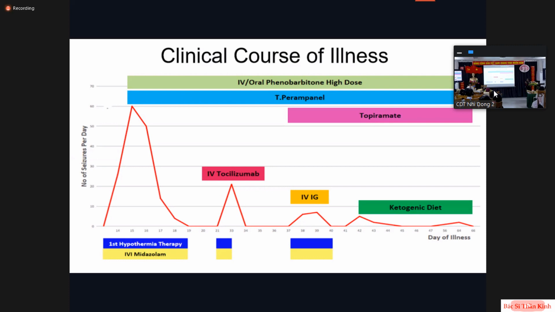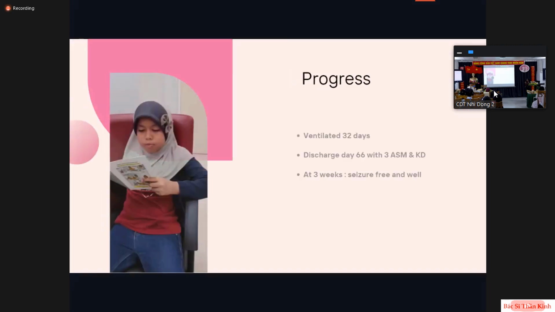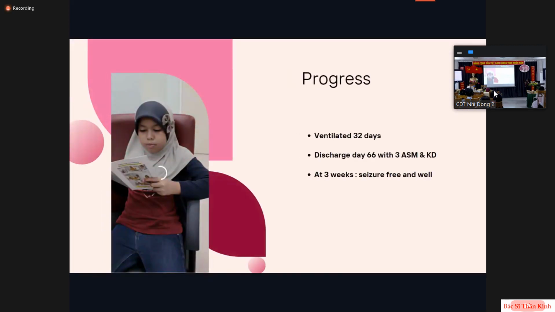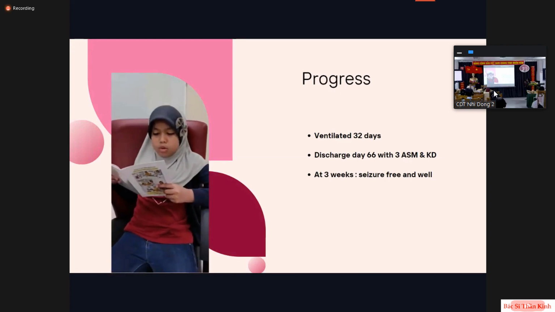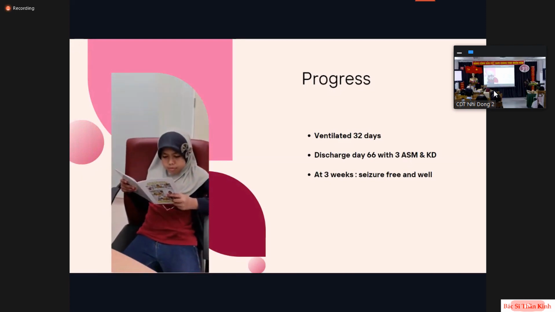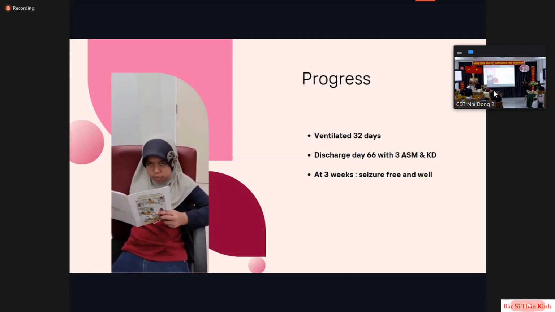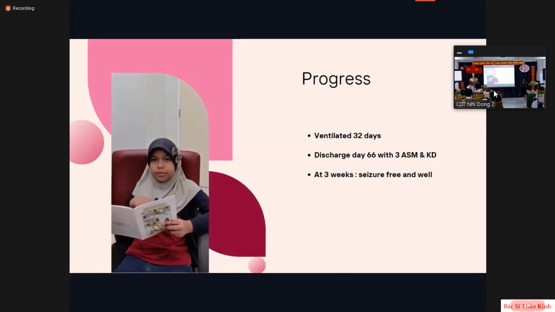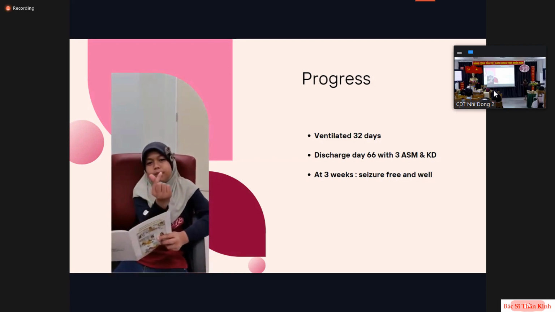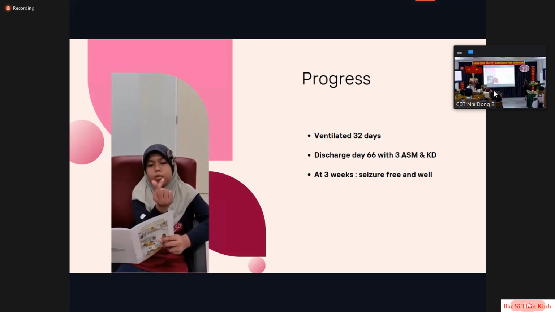Finally decided to start her on the diet only because she lives extremely far and they couldn't comply. And that's why we didn't consider diet earlier. And she became seizure-free. So that's her. She was ventilated for a month, discharged after 2 months with anti-seizure medication and ketogenic diet. At 3 weeks, she became seizure-free, and that's her in our follow-up 3 to 6 months later. You can see she's able to reach, she's able to smile, and she's actually trying to act cute.